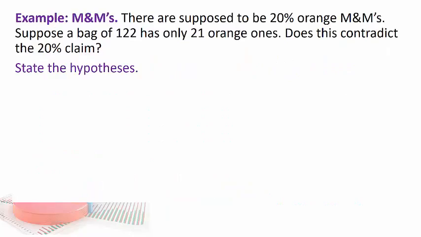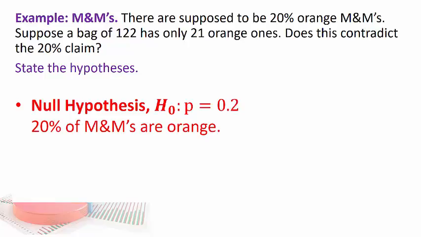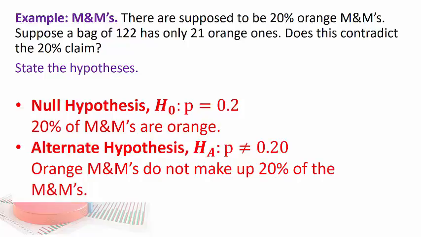For this example, we're looking at a bag of M&Ms. There's supposed to be 20% orange M&Ms. Suppose a bag of 122 has only 21 orange ones. Does this contradict the 20% claim? I don't even have to look at the 122 or the 21. I'm just looking at the 20%. So the null hypothesis is, no, this is like all other bags. It's 20% of the M&Ms are orange. The alternate is, the orange M&Ms do not make up 20%, or p ≠ 0.20.